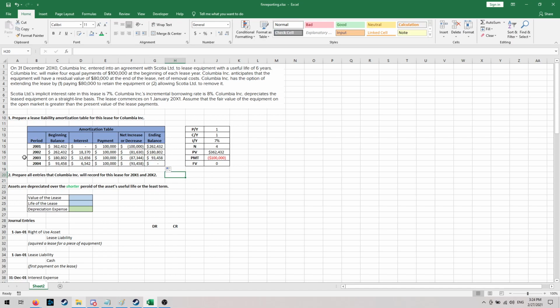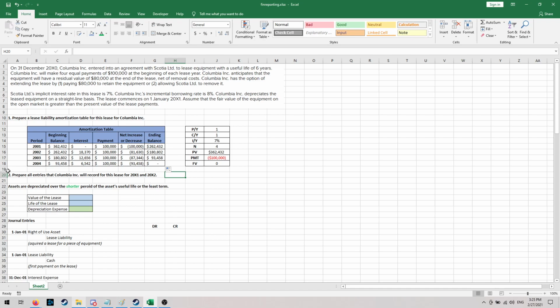So the other thing I wanted to point out is this $80,000, we don't need to worry about that. Although it says we do have the option of paying that $80,000, nothing in the question indicates that we're going to, or that we intend to retain that asset, or that our management has told us it wants to retain the asset. So we should assume that at the end of the lease, Scotia Limited is going to take our asset away. We're only going to keep it for the 4 years we've leased it. So you can see we're balanced here at zero. This is our amortization table, totally filled out.